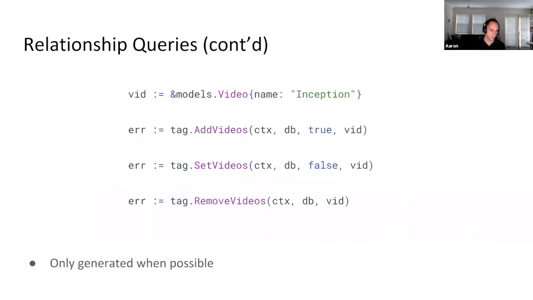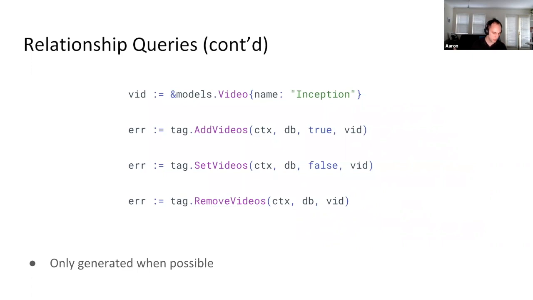The next ones, I call these relationship set operations. So if you think of your database relationship as a set, then you can do 3 different things to that set. You can add things, you can set it, which basically sets it equal to, and you can remove things. So here, we're able to add videos to this tag, set videos on the tag, which again will make it so vid, in this particular case, is the only video that is associated with this tag. And you can remove vid from that tag's videos. So these are all really useful.